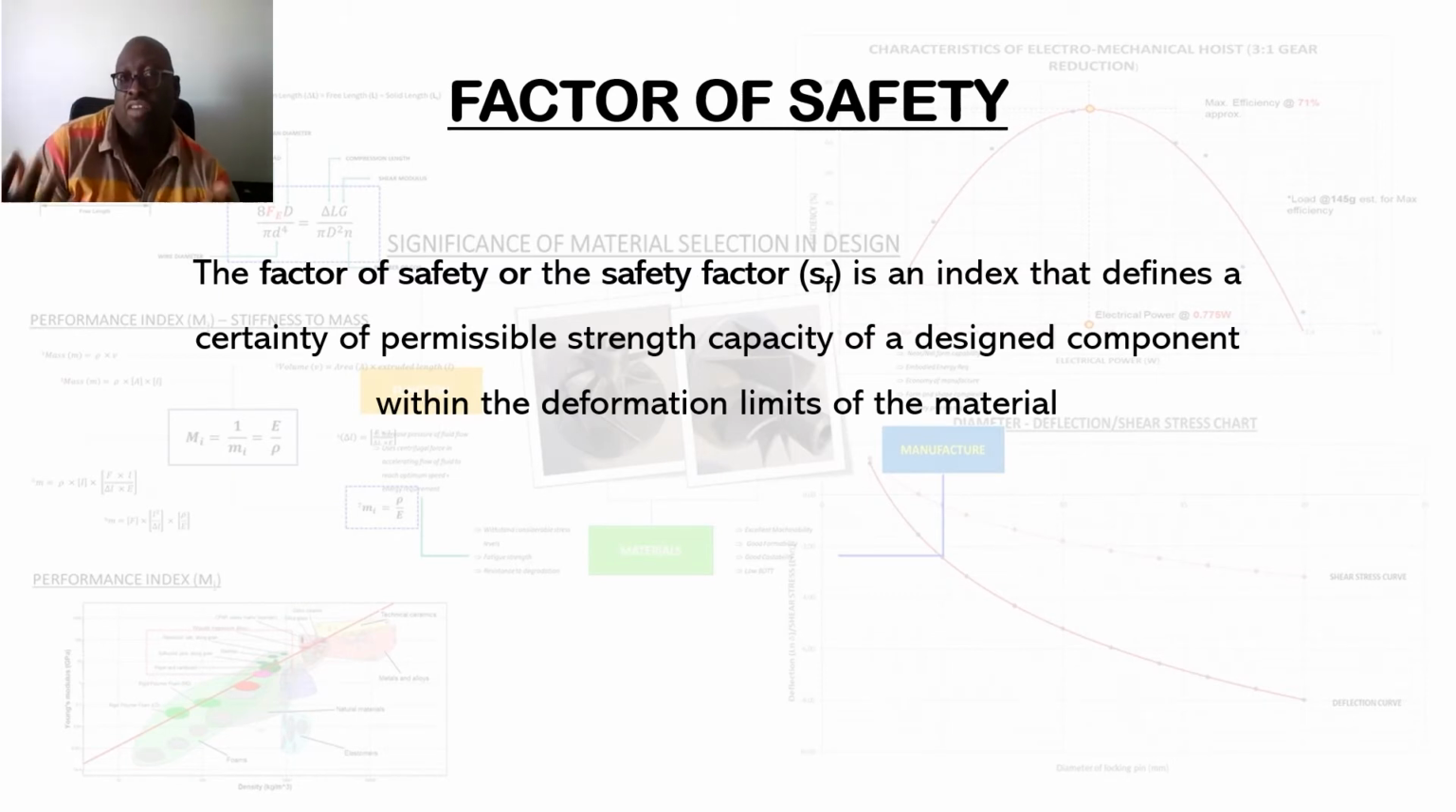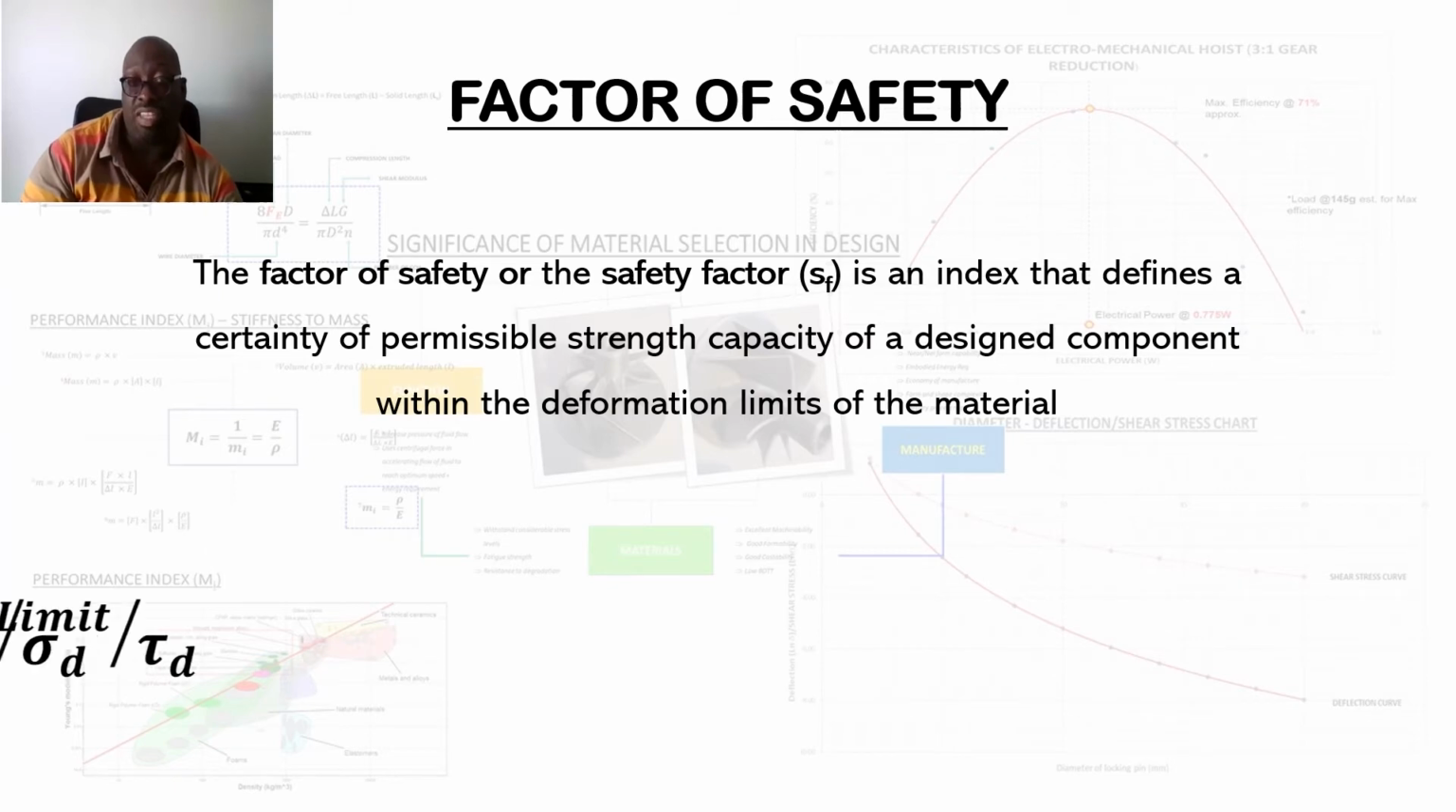So how can we go about defining what the factor of safety is? I've defined the factor of safety as follows. The factor of safety, or the safety factor, so in some books, the safety factor is denoted by the letter small n. Some people like to use FOS, but I prefer using small s subscript f. So this is basically some form of index that defines a certainty of permissible strength capacity of a design component within the deformation limits of a given material. So that's essentially how I've gone about defining what the factor of safety is.